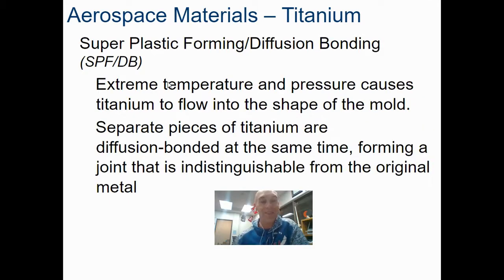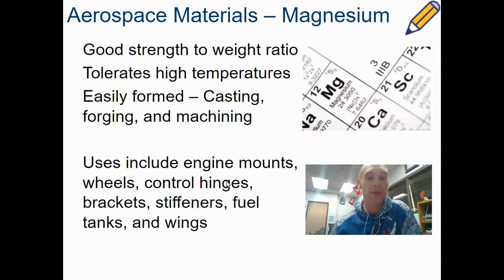There is this thing, so this is kind of an interesting note here. It's called superplastic forming diffusion bonding, where extreme temperatures and pressures cause titanium to flow into the shape of a mold. So you can actually take separate pieces of titanium and diffusion bond them to form a joint that's indistinguishable from the original metal. It basically makes a jointless bond. It's a very, very cool way to connect titanium. But again, difficult to do.